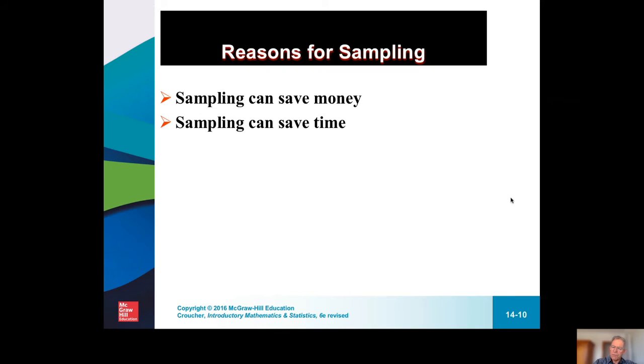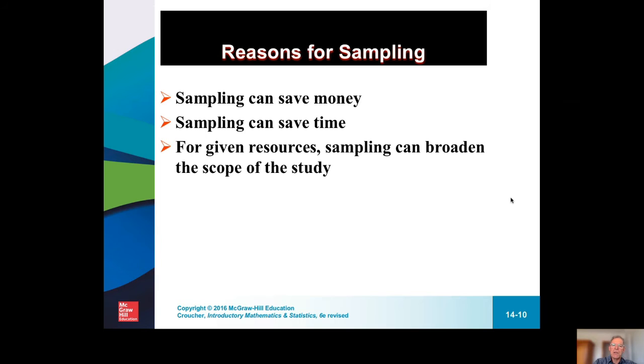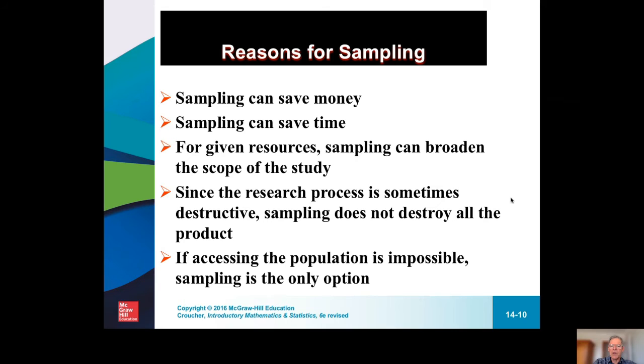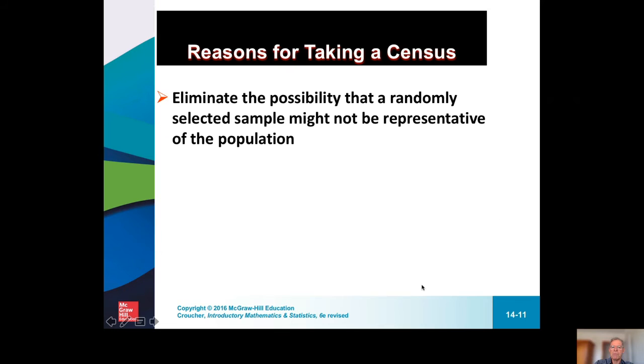So sampling. Why would we sample? It makes sense. We're going to save some money and time rather than have to gather all the data from the entire population. And if it's all about quality control, then clearly, when we quality test the Samsung phone and drop it out of a 3-story window, if we did that to all of our product, we'd have nothing left to sell. So we take a sample and try to draw a conclusion about how the rest of the product might perform. And sometimes it's just impossible to gather the whole information for the population.